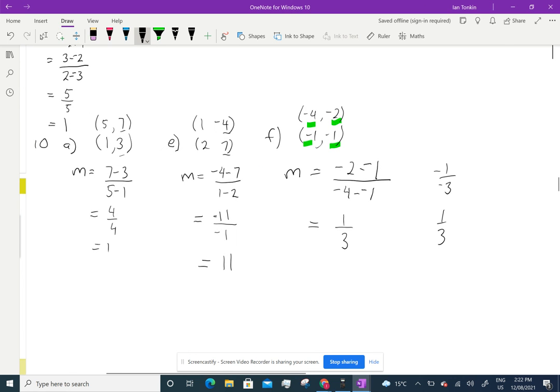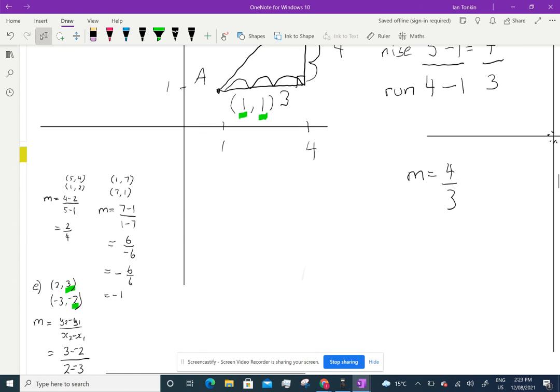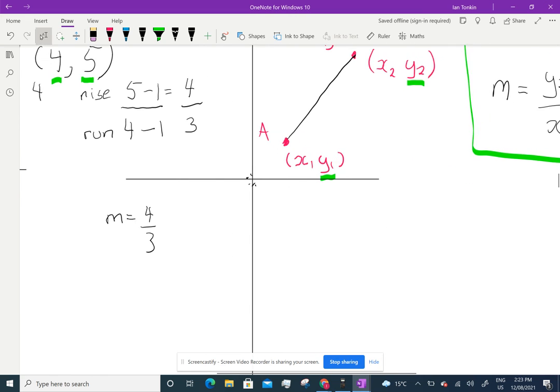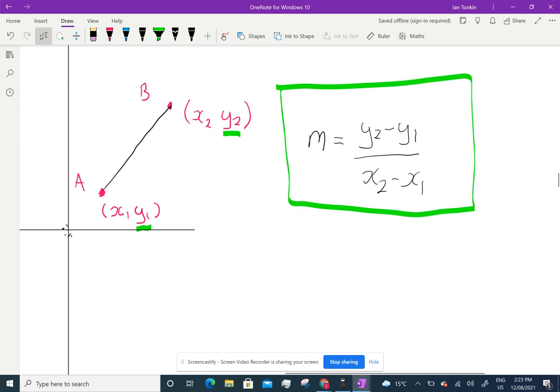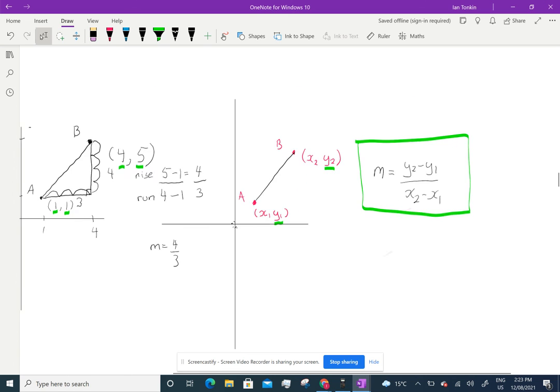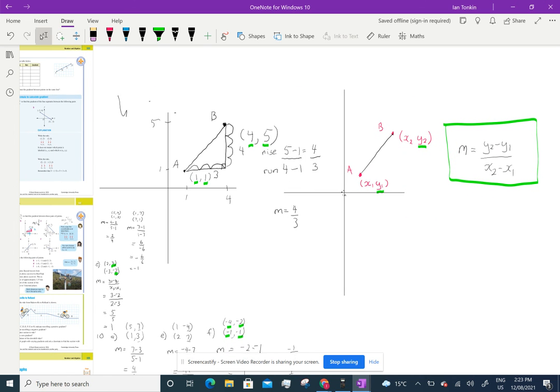All right, that's gradient. If you are able to use the formula and you understand even better where it comes from, you're good. It's just the rise over the run. Subtract the y values, subtract the x values. And if you have an understanding about what gradient is and you can use a triangle, that's brilliant. Good luck.